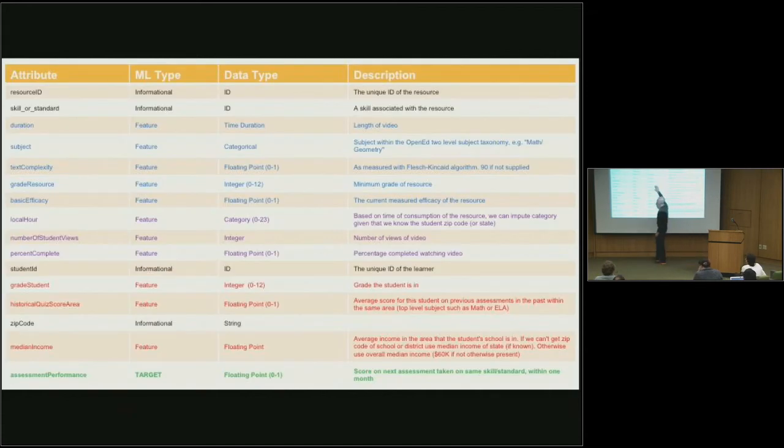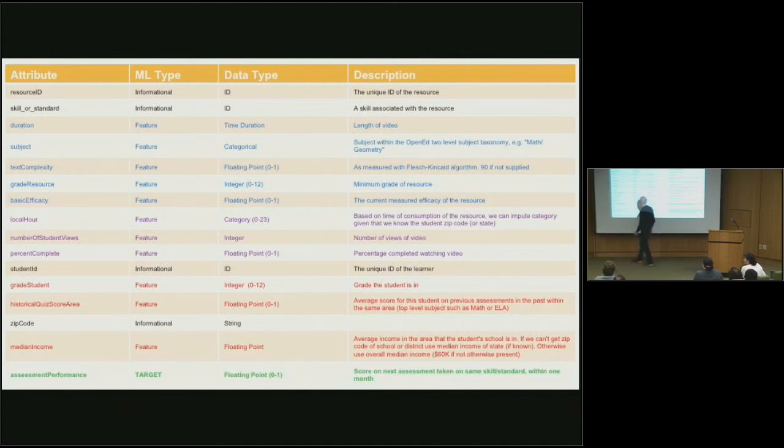Everything in blue is your core things that we know about the resource, the duration, the subject, the text complexity, the grade resource, and the previously computed basic efficacy. And of course, we were using all of these to do the basic efficacy. Everything in purple is about the event. Did they complete it? How many times did they watch it?